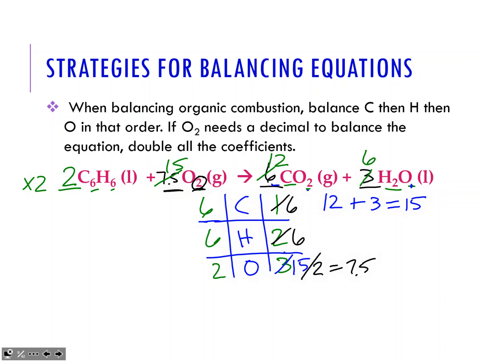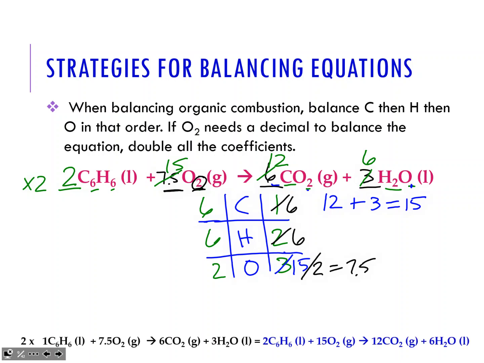Now, not every single combustion is going to result in a 0.5. Some of them will be 0.5, some of them will be whole numbers. If it's a whole number, you just stick it in front of the O2. If it's a 0.5, multiply through by 2, and then you're done. All right? So yay, we did that right.